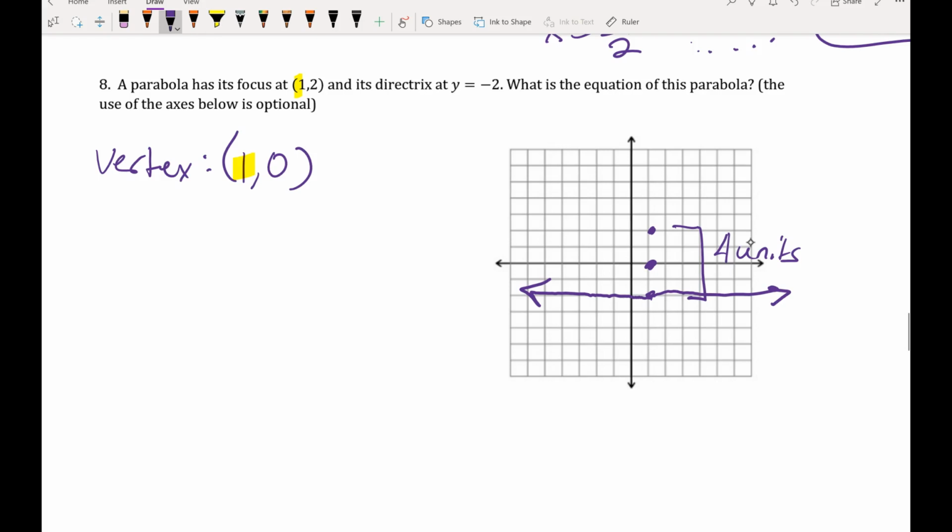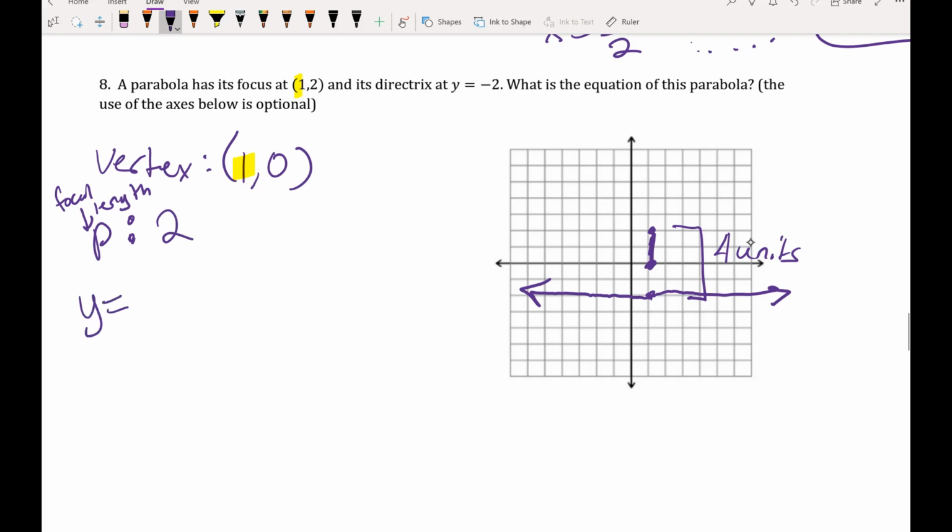Okay, so I have that. The only other piece of information I need to find the equation is the focal length. And remember, that's just the distance between the vertex and the focus. So it looks like that's 2 units there.